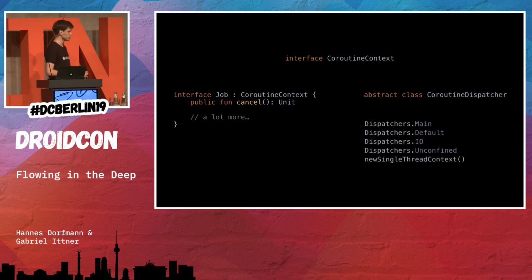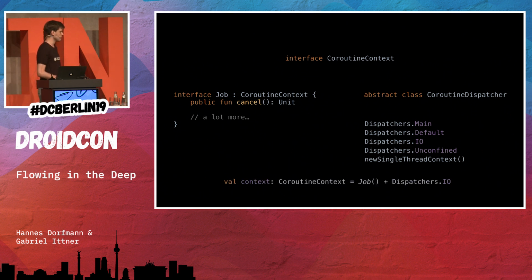The library has a bunch of dispatchers baked in. So there's a main dispatcher, which runs on Android on the main thread. There's a default dispatcher, which is a thread pool. And that dispatcher is used by default if you don't have any other dispatcher specified in your context. And then there's some more like I/O, which is a thread pool for blocking work, or the new single thread context, which just gives you a new thread. And as I said, a context consists of multiple elements, so you can just combine multiple ones with a plus operator. And that's usually what you see. You have a job to cancel the context and a dispatcher to determine where it's executed.